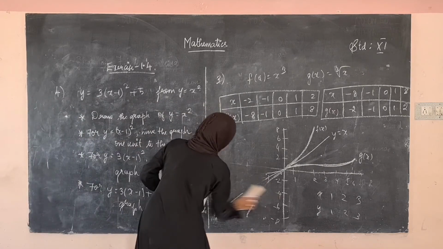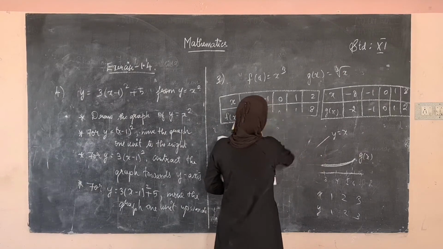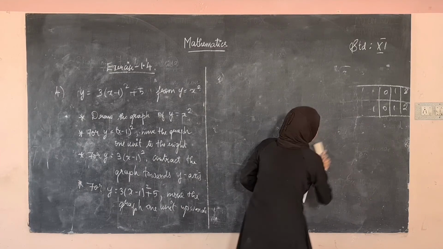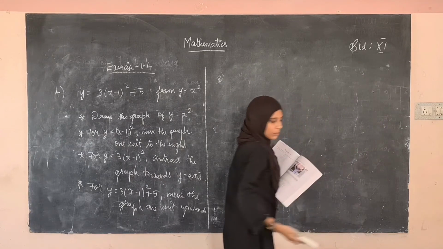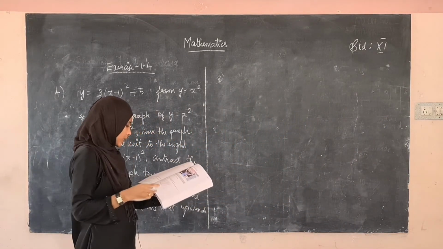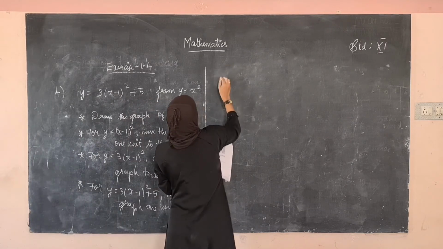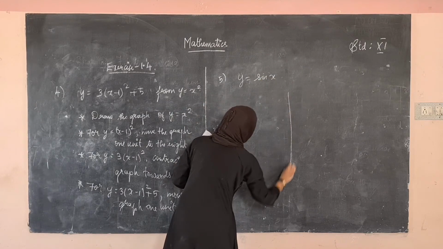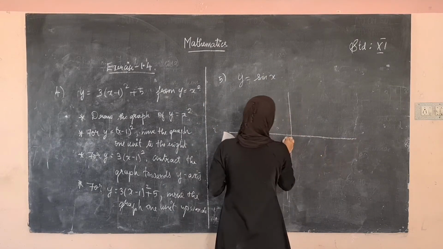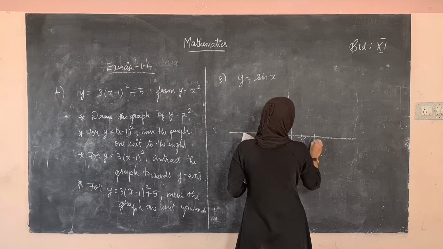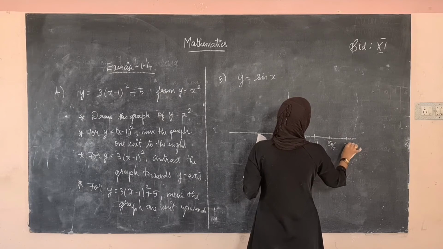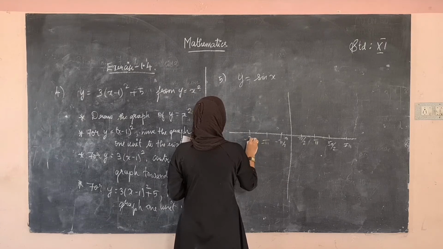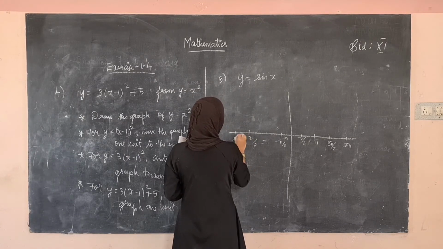Now the fifth sum. From the curve y is equal to sin x, graph the functions. What's the curve they have given? Y is equal to sin x. We know the graph of y is equal to sin x. This is 0, pi by 2, pi, 3 pi by 2 and 2 pi. And here minus pi by 2, minus pi, minus 3 pi by 2 and minus 2 pi.